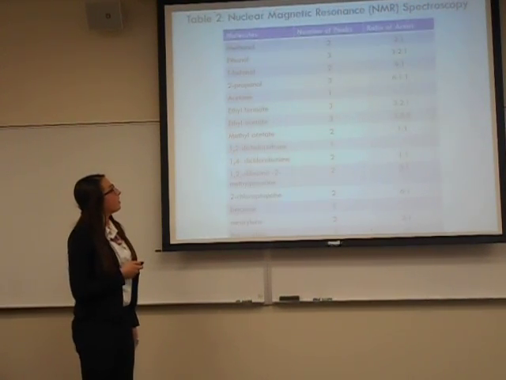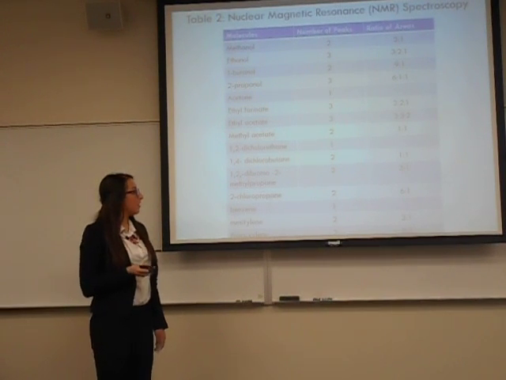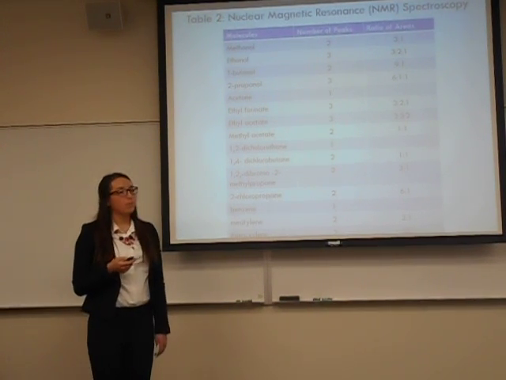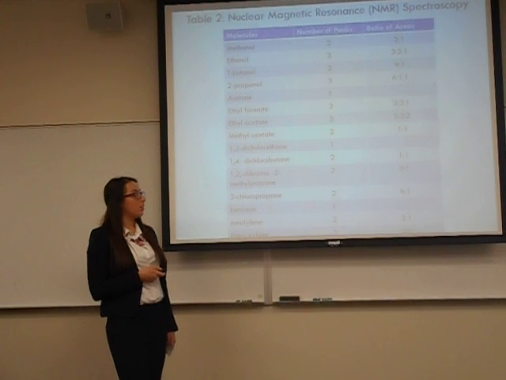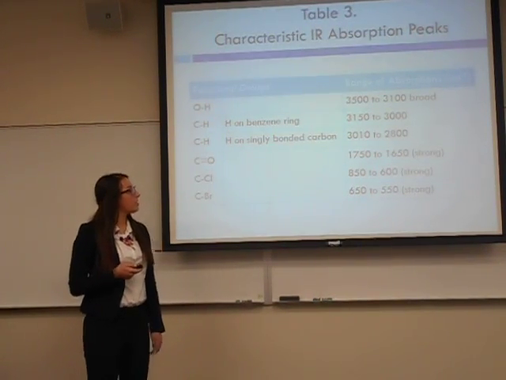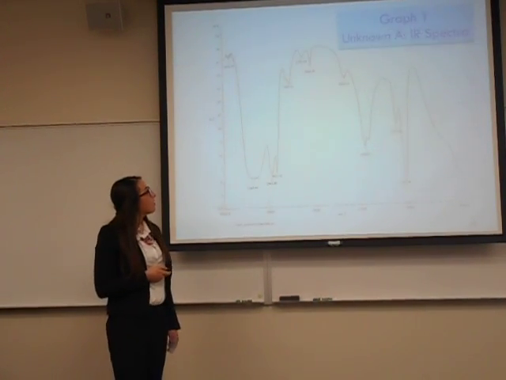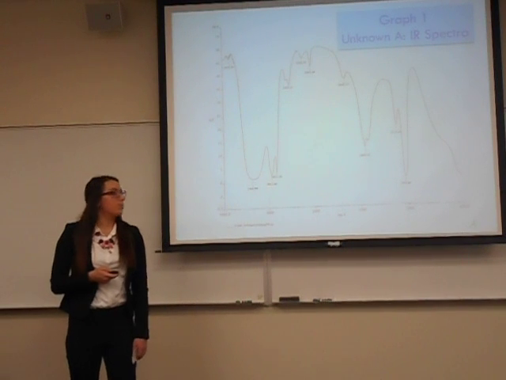We were also to find the NMR spectroscopy of our other 15 compounds by using graphs. This shows us the number of peaks and the ratio of areas. This will also help us find our unknown. Table 3 shows the IR absorption peaks and helps us find the functional groups of our unknown. Here is the IR graph of our unknown.